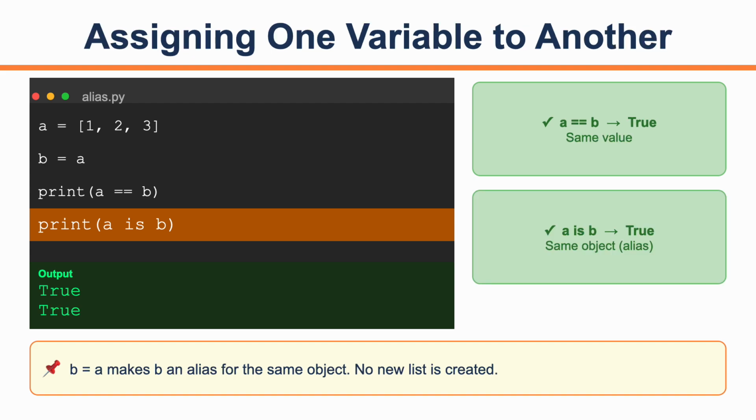Now, let us look at the opposite case. We assign a list to a variable called a. Then we write b equals a. We are not creating a new list. We are just giving the same object a second name. So is returns true because both variables point to the exact same object in memory.